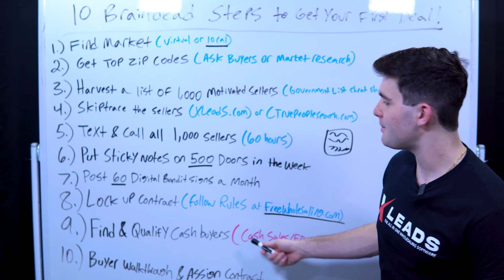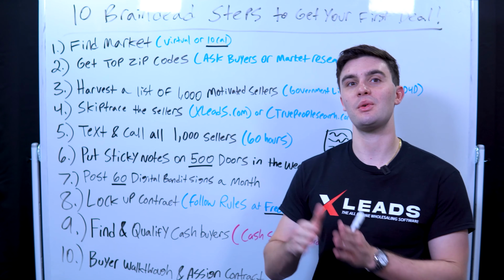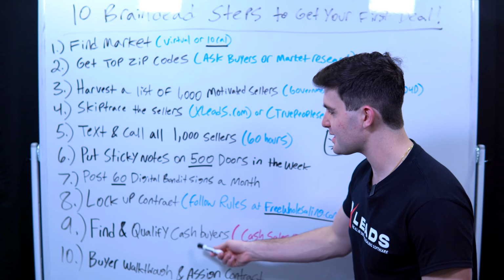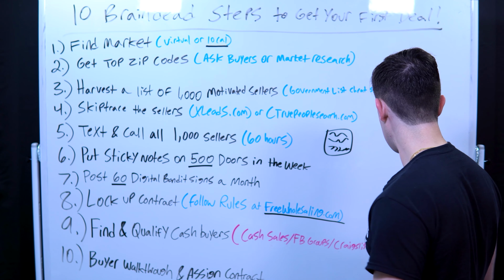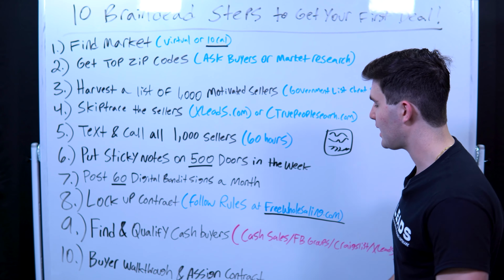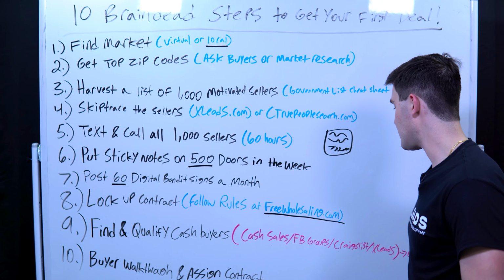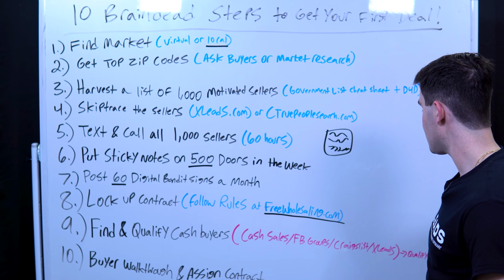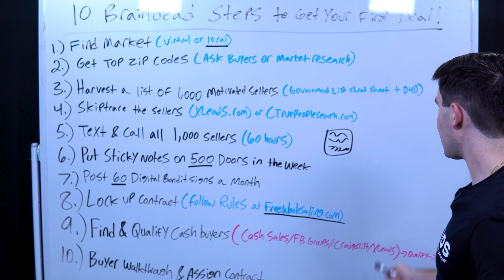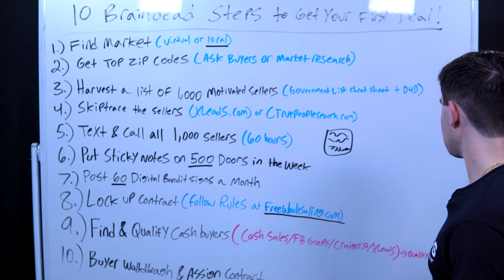Once we get a deal locked up, we need to sell the deal, right? We've got to sell it to a cash buyer. And the best way to sell a deal to a cash buyer is pretty much through 3 simple ways. I like to cold call cash sales. I like to go on Facebook groups and make posts. I like to go on Craigslist. And I like to just use my dispo software, XLeads.